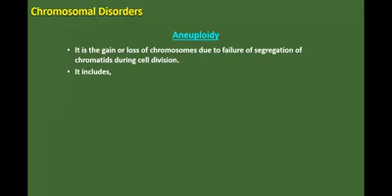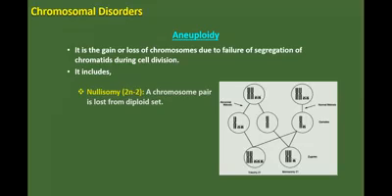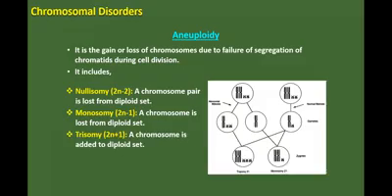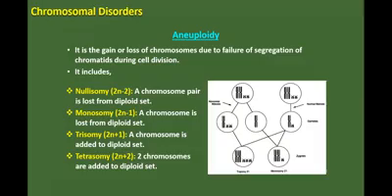One of the chromosomal disorders is aneuploidy. It is the gain or loss of a chromosome due to failure of segregation of chromatids during cell division. This aneuploidy happens because of gaining or losing a chromosome due to failure of the separation of chromatids during cell division. So this happens during the cell division.